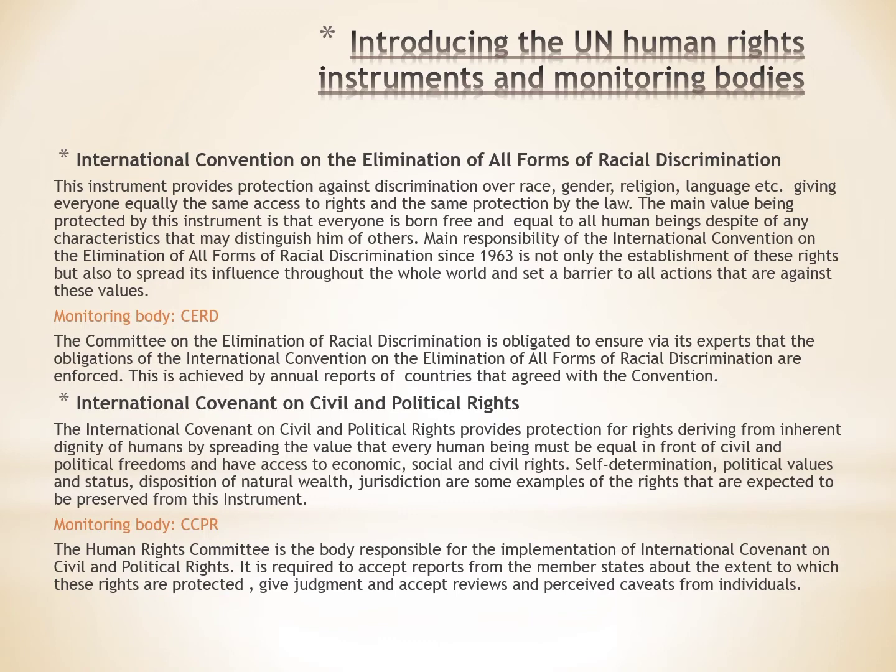The International Covenant on Civil and Political Rights provides protection of all rights deriving from the inherent dignity of humans by spreading the value of the right. Every human being must be equal in front of civil and political freedoms and have access to economic, social, and civil rights. Self-determination, political values, and status are some examples of the rights that are expected to be preserved from this instrument. The monitoring body is the Human Rights Committee.